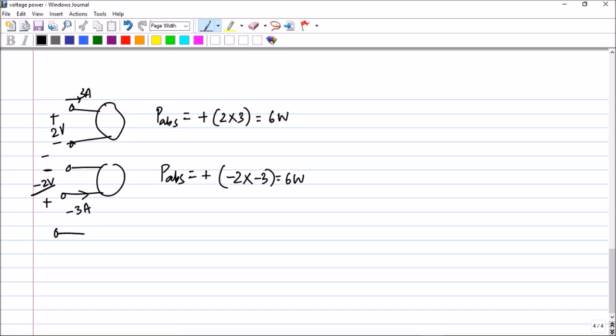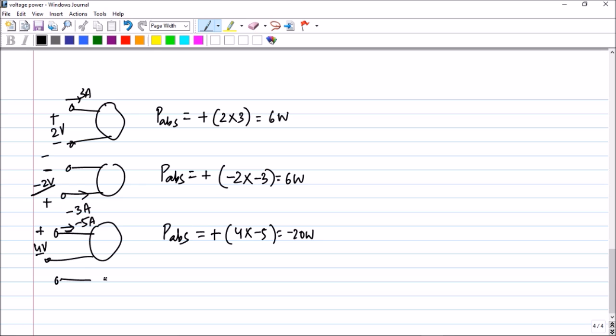Okay. And let me take the third case. The third case is, you have plus minus 4 volt, and the current value is given to be minus 5 amperes. So let us see what happens. Here also, the current enters in the element, the direction of the current is entering the positive side. Power absorbed is positive, so you get a plus sign outside, and 4 into minus 5 is equal to minus 20 watts.